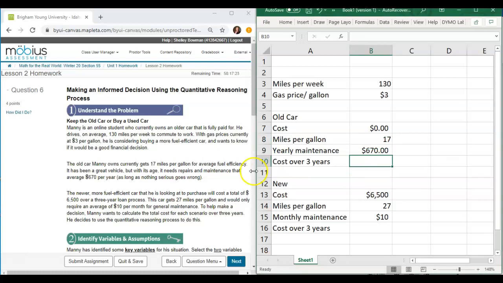The next was this paragraph here has all the information for the newer car. It costs $6,500 total over the 3 years, and miles per gallon, it gets 27 miles. And the monthly maintenance was only $10. And again, I left a space where we're going to calculate the cost.